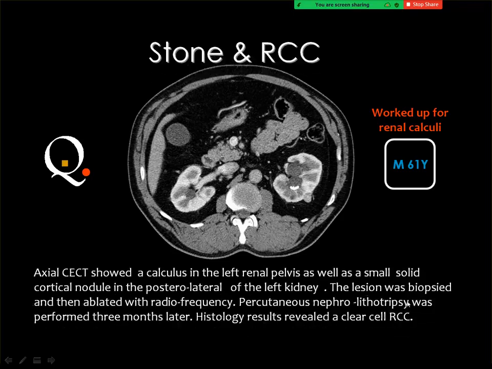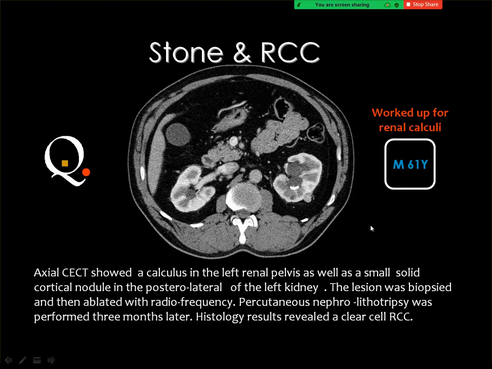And this time I would like to emphasize that the triphasic CT is not helpful in the diagnosis of renal masses, especially in the arterial phase, because many of the small renal cell carcinomas can be overlooked because of inadequate opacification of the renal parenchyma.